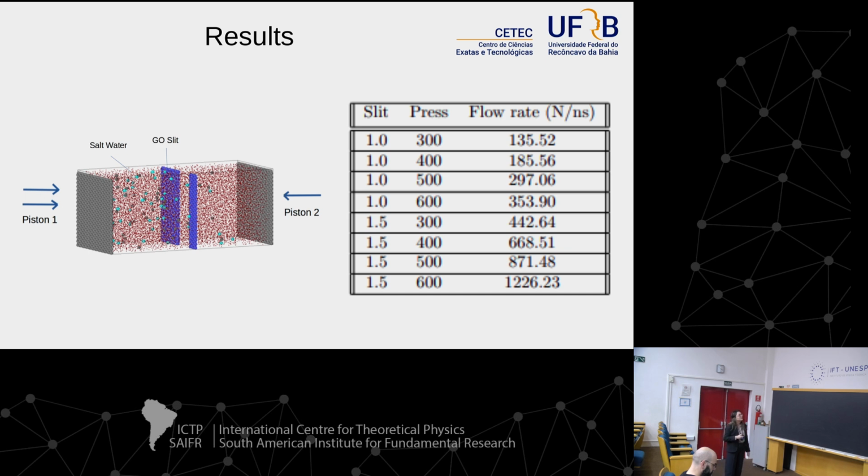Here we have the results for the flow rate. Here we have the slit open with the pressure difference between the pistons. And we can see that when the pressure is high, the flow rate is high too, which is obvious. But what happens with the permeability and salt rejection in this case?